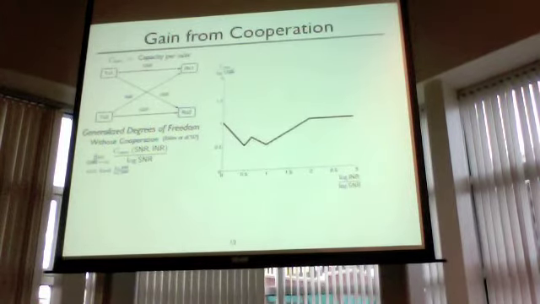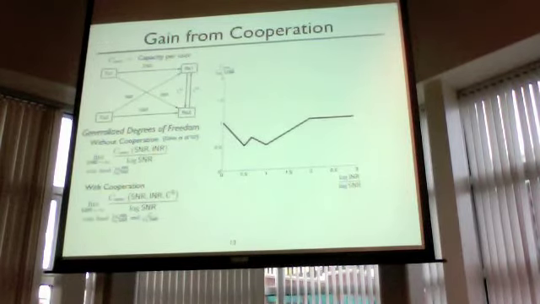Now with cooperation, I can define a similar notion of generalized degrees of freedom. Again, I'm going to take the limit of capacity per user normalized by log SNR. But now we have one additional parameter, which is the cooperation rate, CB. Because I want to study the cooperation-limited behavior, in addition I'm going to fix the ratio of CB over log SNR. Again, I'm normalizing by the interference-free capacity.